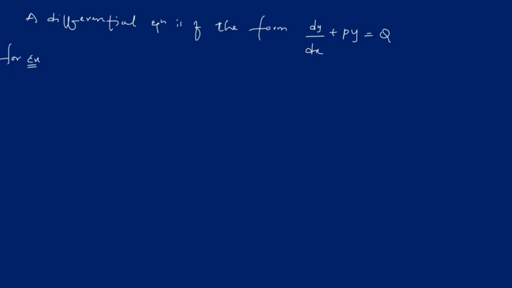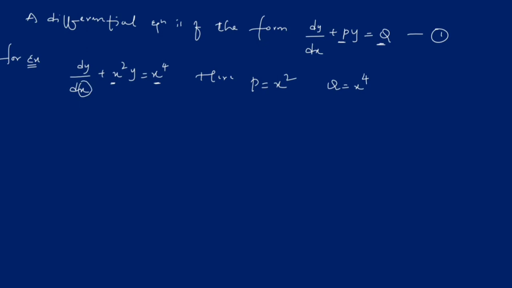For example, dy by dx plus x square y equals x to the power of 4. Now compare this example with equation 1. What we get here is the value of p is x square and the value of q is x to the power of 4. Both are functions of x.